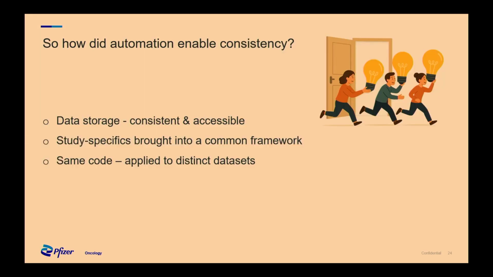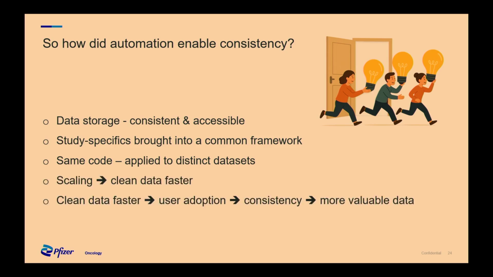As I reach the end of the talk, I wanted to reflect again on how automation specifically enabled us to get to consistency. By thinking about automation, we had to ensure that our data storage was in the same spot at the same time and always consistently accessible. We also had to think about how we want to bring our study level specifics into our common framework. Once we had those in place, we were able to take the same code and apply it to our distinct data sets, and so we were able to start scaling our process.